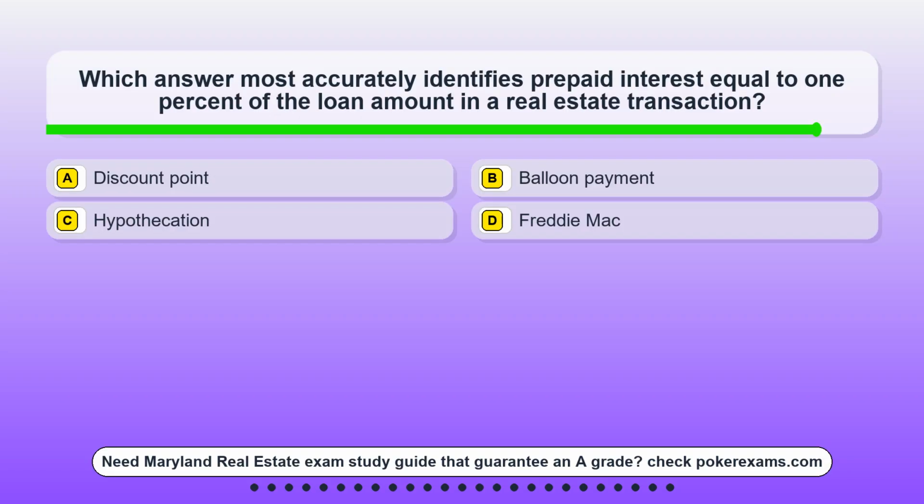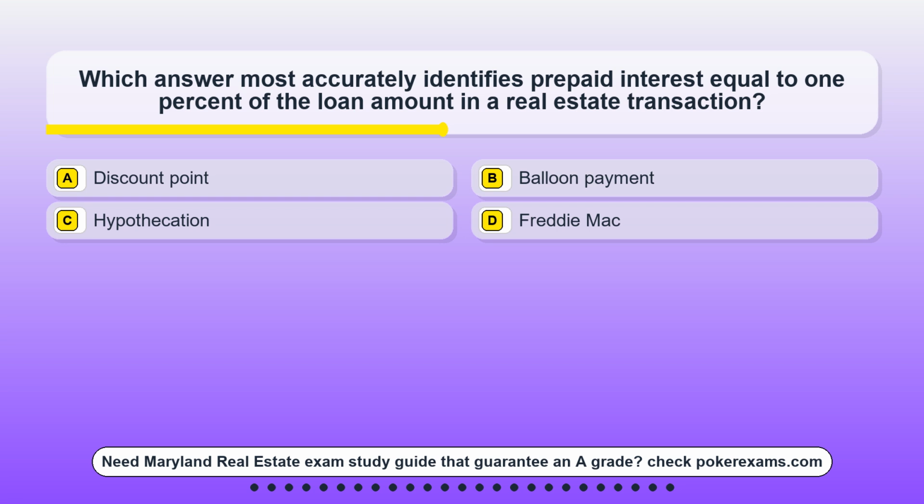Question 1. Which answer most accurately identifies prepaid interest equal to 1% of the loan amount in a real estate transaction? Option A, discount point. Option B, balloon payment. Option C, hypothecation. Option D, Freddie Mac.